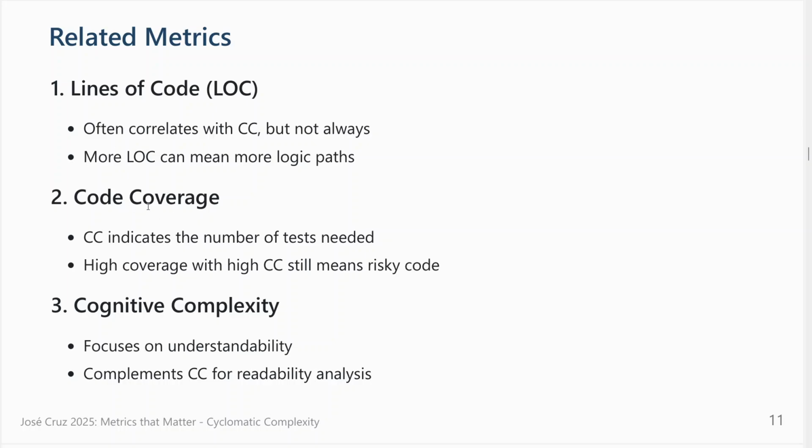Code coverage, of course, because code coverage is related with tests, is related with paths, and paths are quite related with the cyclomatic complexity. And there is another one that I will talk about in a moment called cognitive complexity. It focuses on understandability. It complements the cyclomatic. It's not cyclomatic complexity, it's for readability analysis. They are very similar. They do not measure the same thing, but of course the concept of the complexity is there.